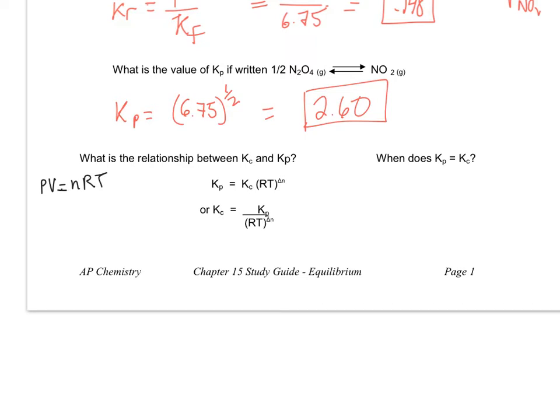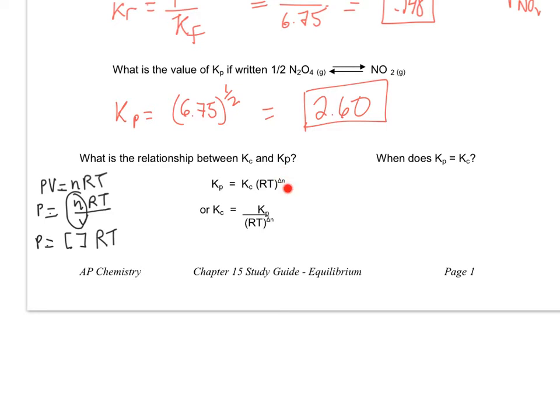If you were to solve for P, it would be nRT over V. This right here is molarity, or concentration. So P is equal to the concentration times RT. So then if you want to relate Kp to Kc, you'd say that Kp is equal to Kc times RT. So there it is, Kp is equal to Kc times RT.